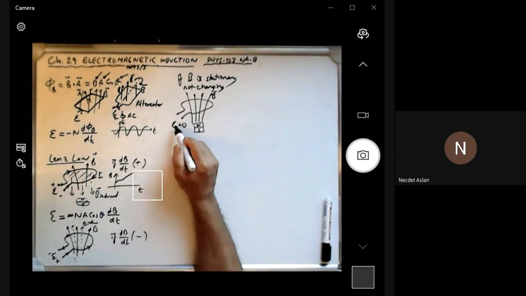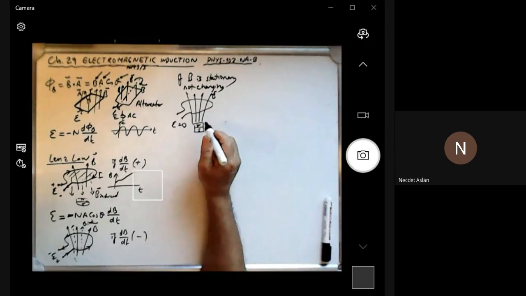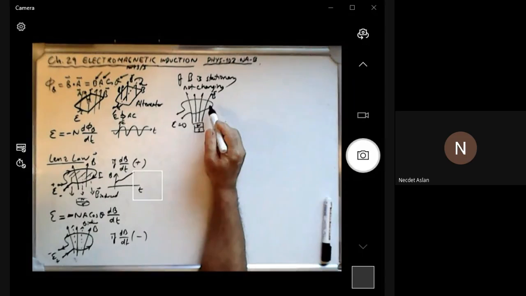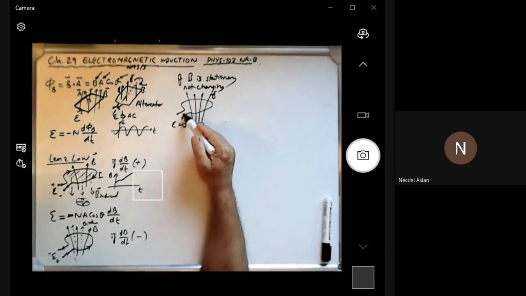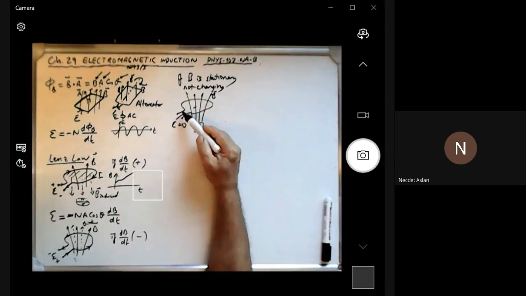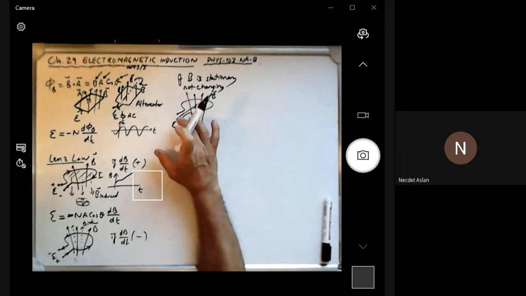Because in order for this to happen, this magnetic flux should change. In other words, either the area should change, or the magnetic field should change, or just the rotation. You should rotate this whole system, as we had done in the alternator case. Without this, if everything is stationary, nothing happens.